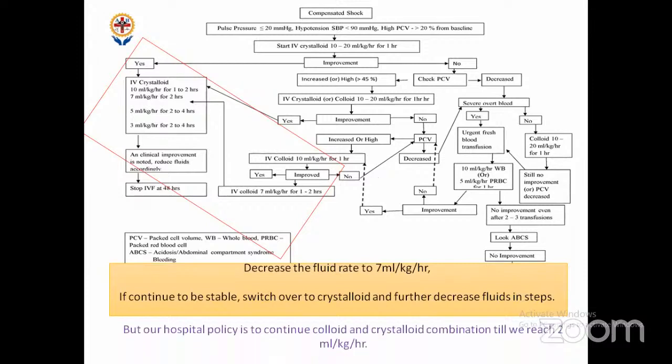But in our hospital, we don't follow this protocol. So we will try to continue colloid with crystalloid combination. Say if you are giving 7 ml per kg per hour fluid, what I will do is put 4 ml per kg per hour crystalloid and 3 ml per kg per hour gelatin. That is colloid. So that I'm making sure that I can cut down the fluid rate.